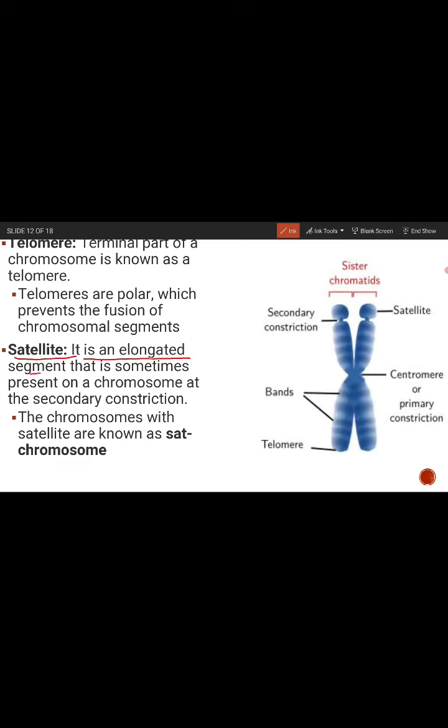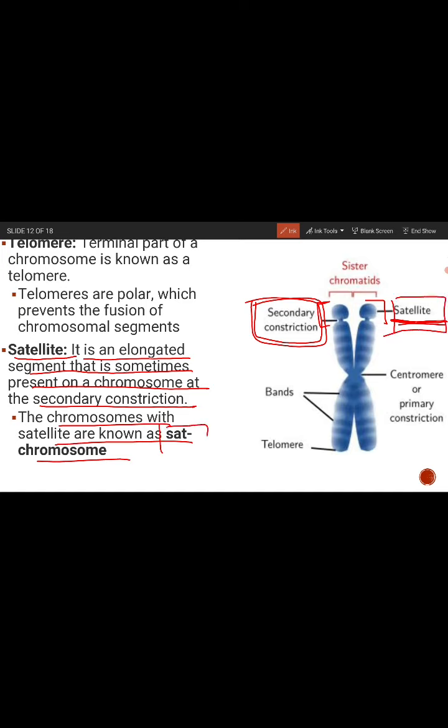Then there is the satellite. It is an elongated segment that is sometimes present on a chromosome at the secondary constriction. The chromosome with a satellite is known as a SAT chromosome. So you can see these are the satellite structures. Also, secondary constrictions consist of special genes that help in nucleolar organization and other things. So those chromosomes that have these secondary constrictions or satellites are known as SAT chromosomes. So this is a SAT chromosome.